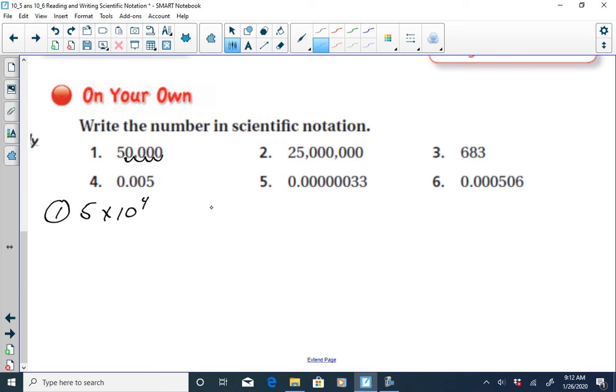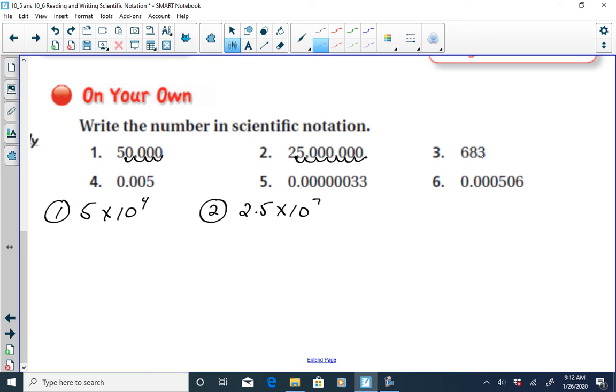Writing that number in scientific notation. Problem 2, we have 25 million. Where would we have to locate the decimal point for the number to be greater than or equal to 1 but less than 10? That would have to be here between the 2 and the 5. How many places did we move that decimal point? 1, 2, 3, 4, 5, 6. We had to move it 7 places. So that would be 2.5 times 10 to the 7th power.